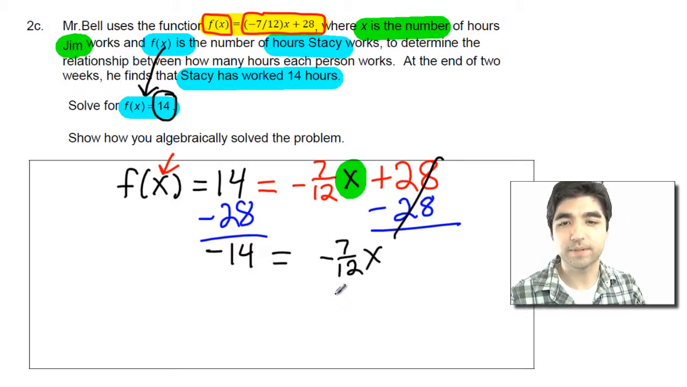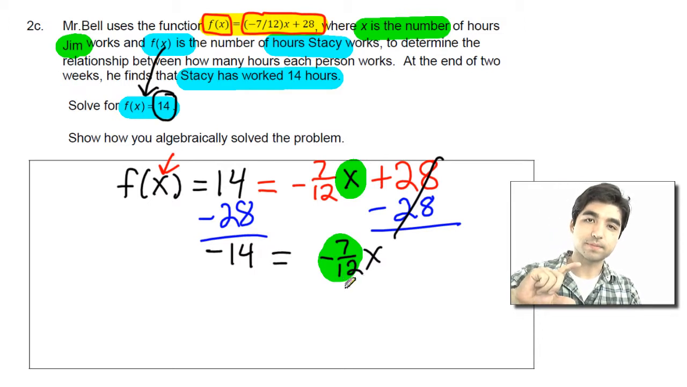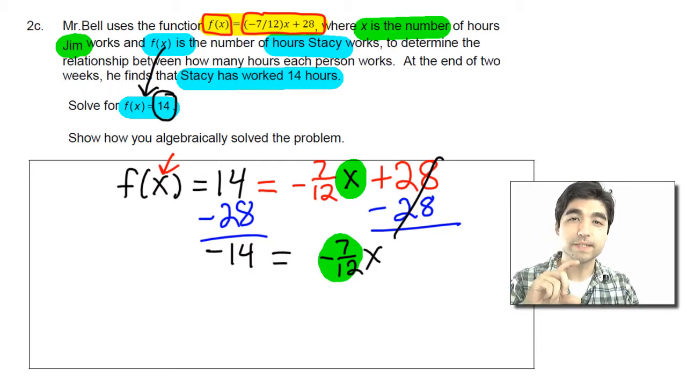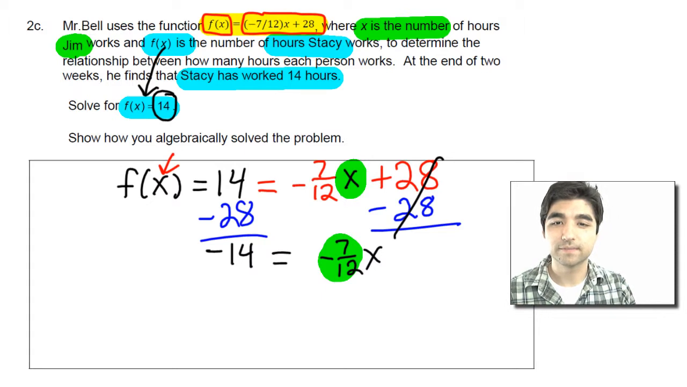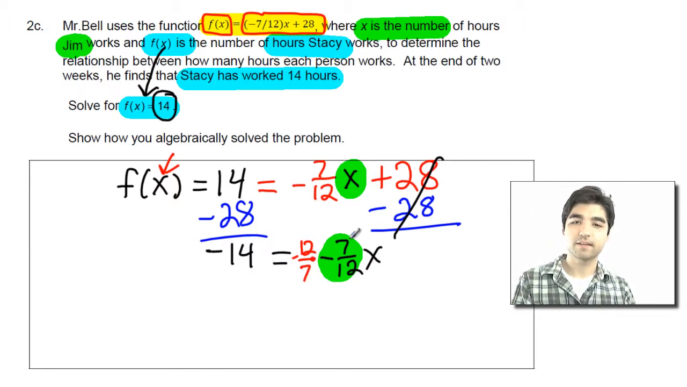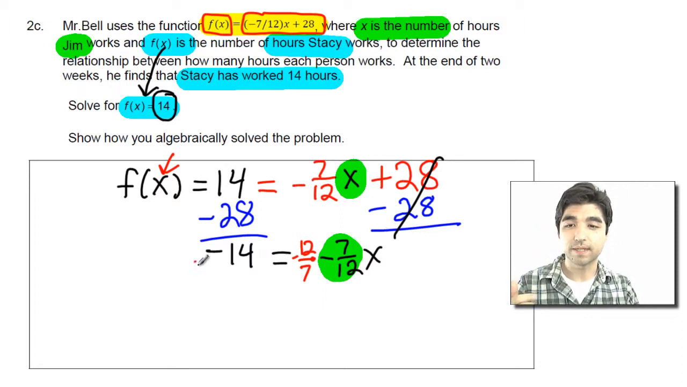Okay, so here's kind of the tricky part. In order to get rid of this 7/12, we need to multiply it by the reciprocal. So what you do is you take each side, and the reciprocal just basically means flip the fraction upside down. So we have times negative 12 over 7. Hopefully you can read that. So I took that 7 over 12, flipped it upside down, and I'm going to multiply both sides by that negative 12 over 7.